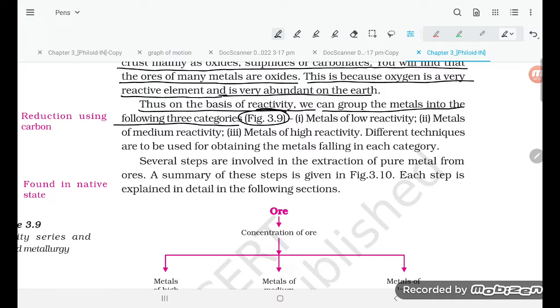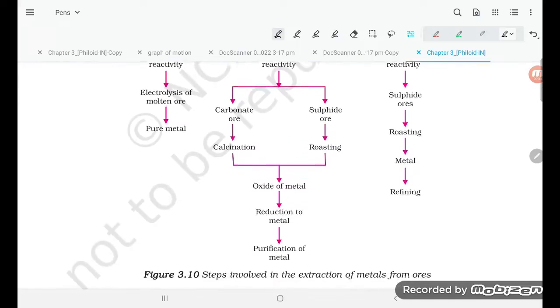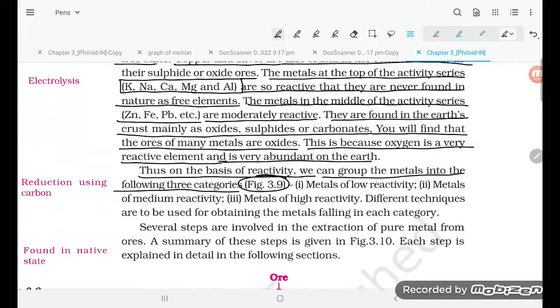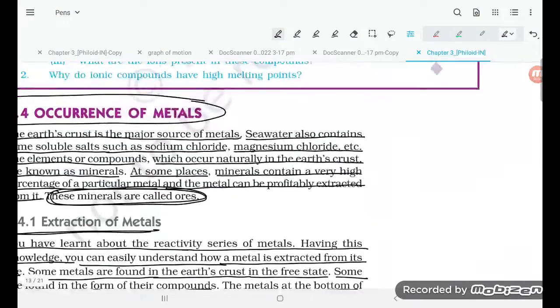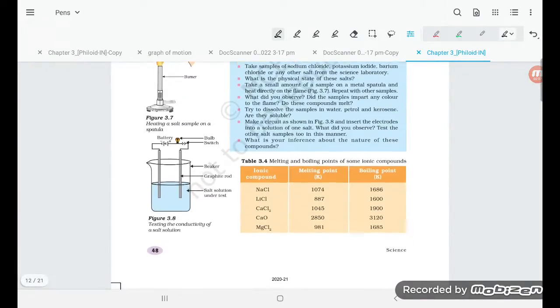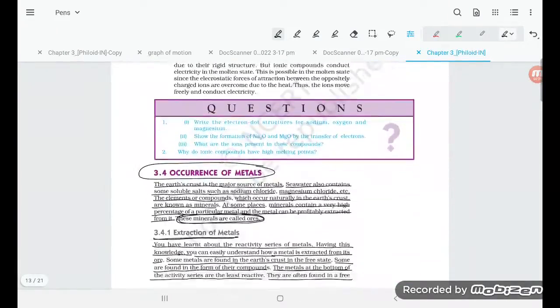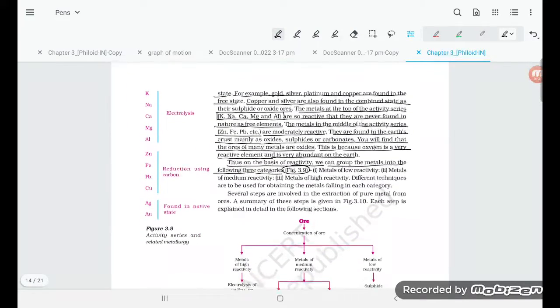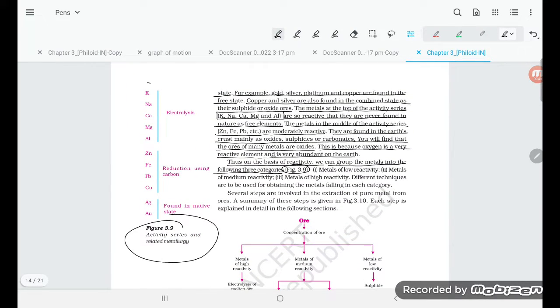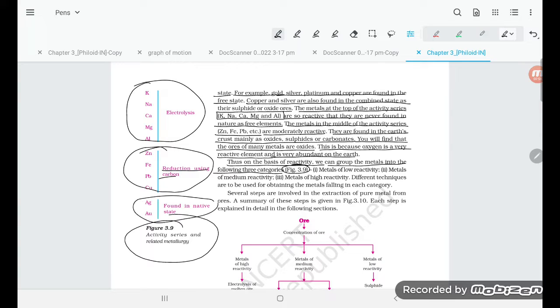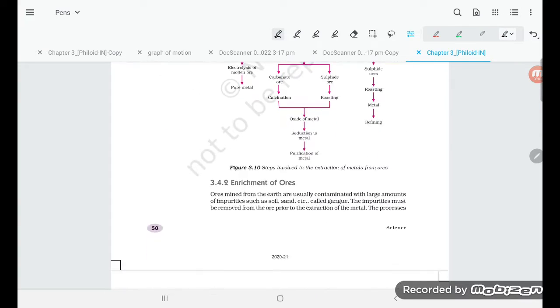Now, see figure 3.9, which we are going to explain here. Where is the 3.9? This one, three categories are there. The highly reactive metals are extracted by the electrolysis method. In the middle are the moderately reactive metals, extracted by reduction using carbon, and the least reactive are found in the native state, meaning the free state.